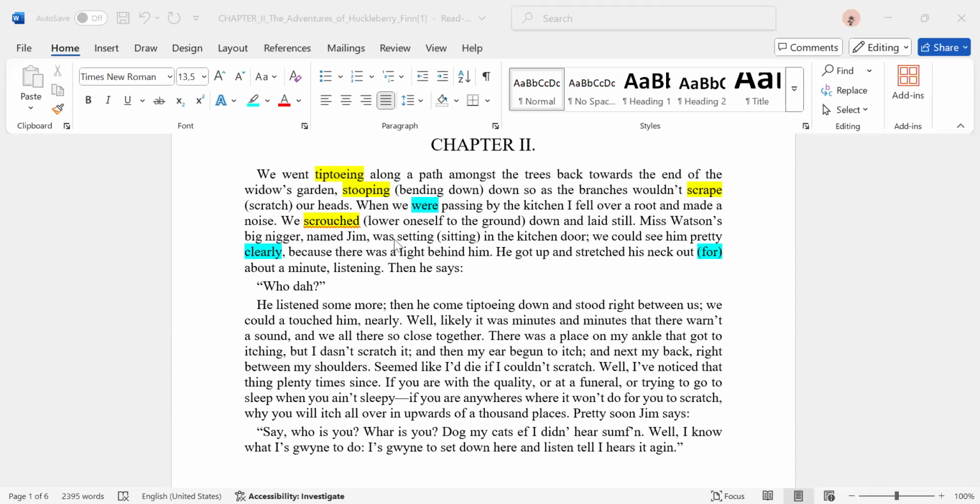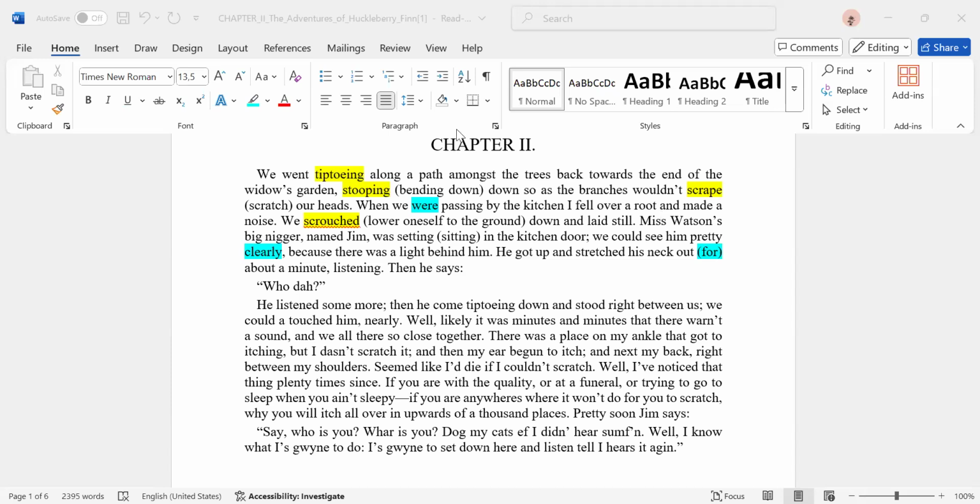That's okay. I'm just going to summarize. So basically, the word "we" right here, in case most of you followed the previous classes, you know that Huckleberry met up with Tom Sawyer. So the "we" refers to Huck and Tom. They tiptoe through the widow's garden at night, carefully avoiding the trees, bending down so the branches wouldn't scrape their heads.